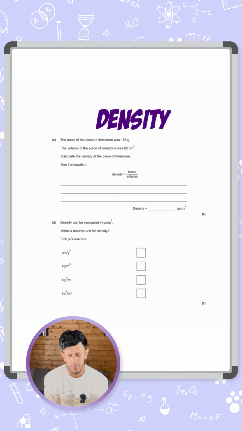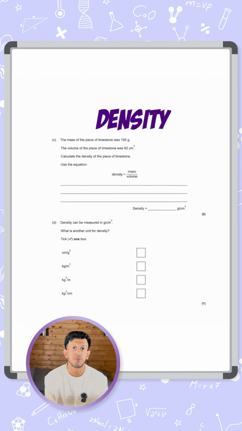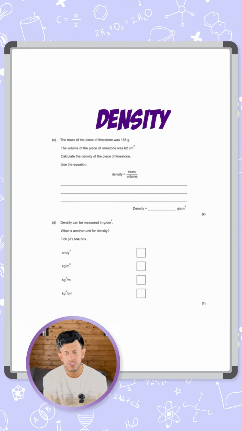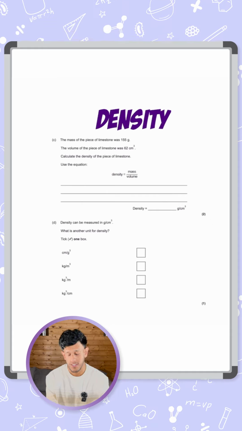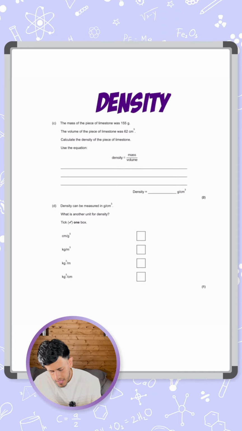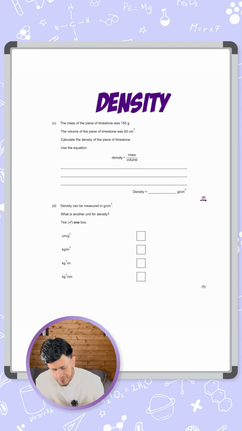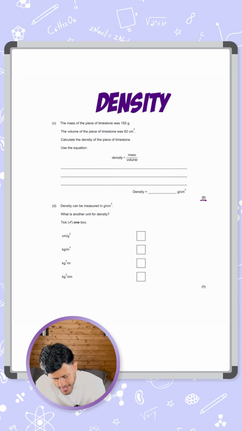So again, as you may have seen previously, anytime you're given the equation in the question, it's usually 2 marks. If they haven't given the equation in the question, it's 3. So as you can see here, as a result of that, it is 2 marks. So let's have a look at how we calculate it.